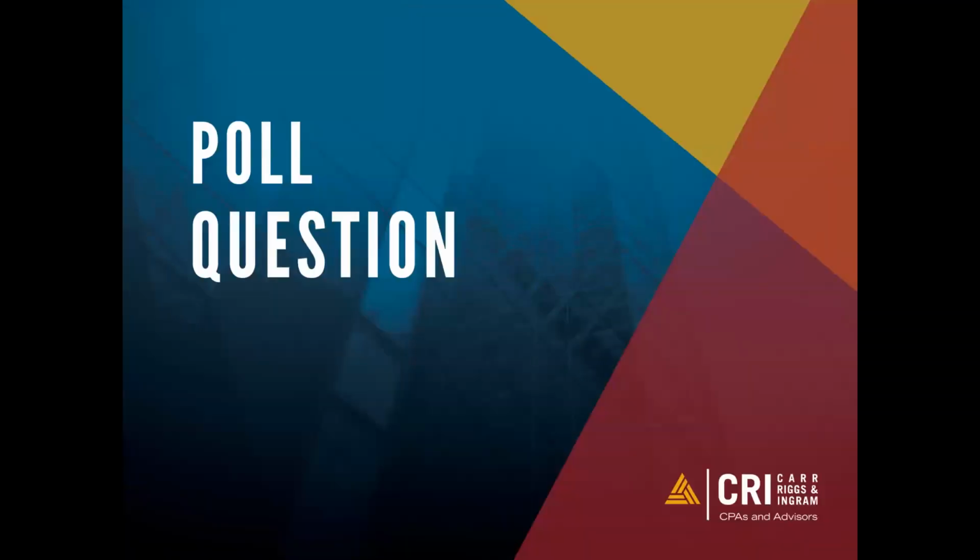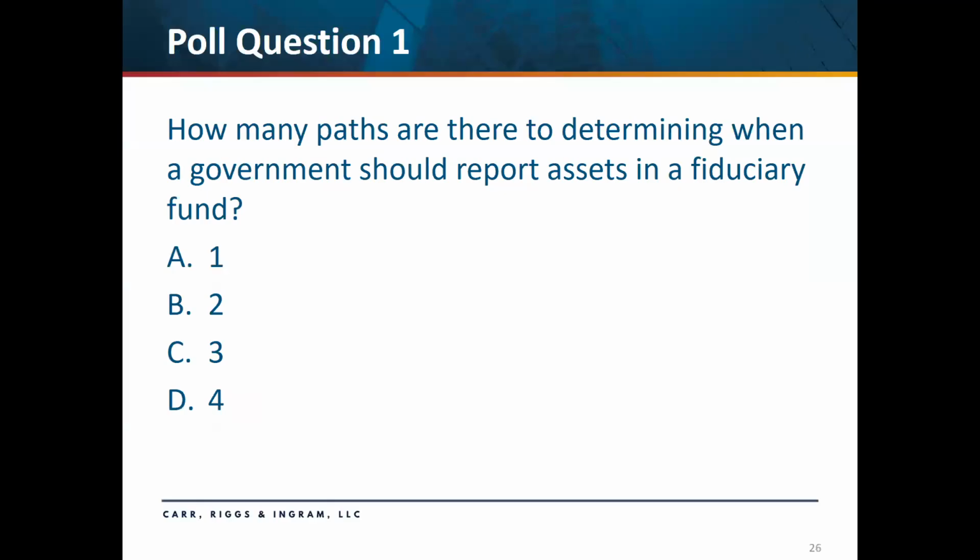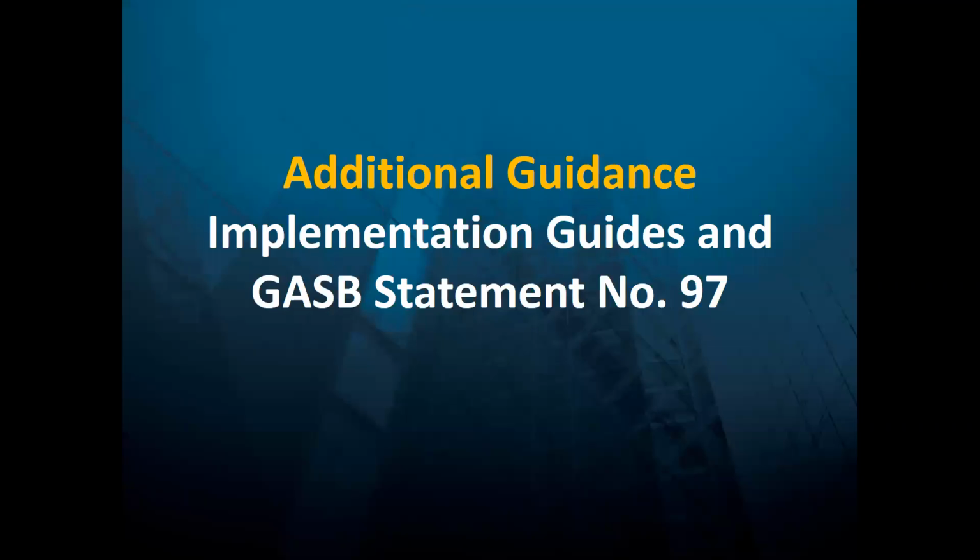Thank you, AJ. So I am going to launch the first polling question here, and I'll read it out. Like I said, get your answers in. We're going to leave it on the screen for a few slides. But the question reads, how many paths are there to determining when a government should report assets in a fiduciary fund? So I'm going to leave it on the screen and let the presenters continue for a little while here.